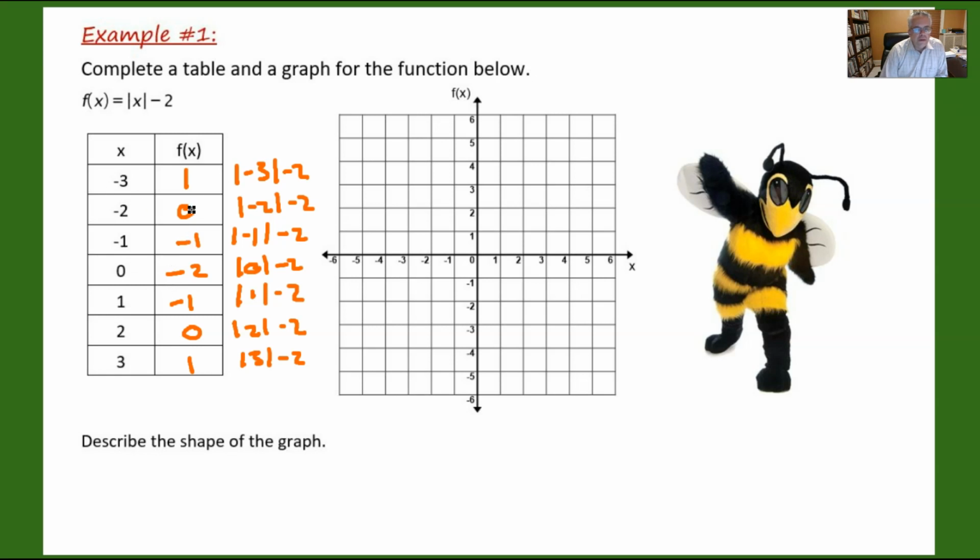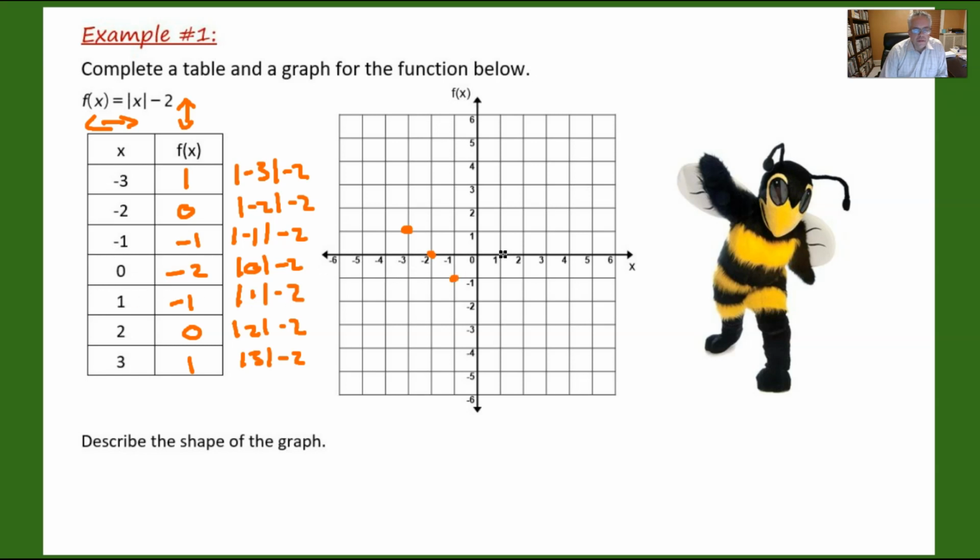Now we're going to take each point and graph it. So remember, the x-coordinate is how far we go left or right. The y-coordinate, which is the value of the function, is how far we go up or down. So this one's left, right, and this one's up, down. To plot negative 3, 1, we're going to go left on the x-axis to negative 3 and up to y equals 1, right there. For negative 2, 0, we're going to go left 2 and up 0, which means we stay right there on the x-axis. At negative 1, we're going to go down 1.